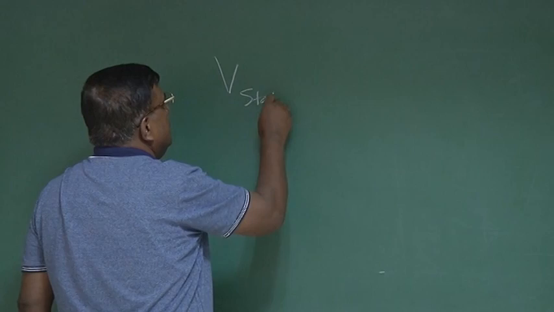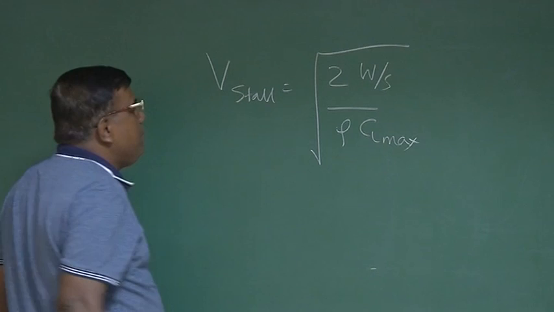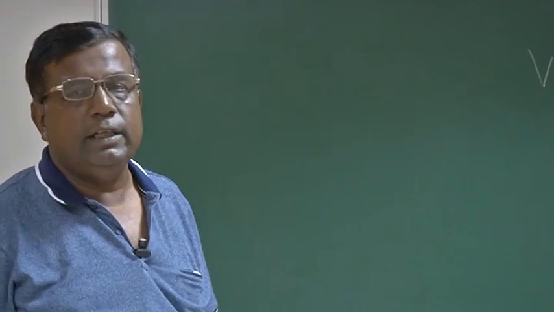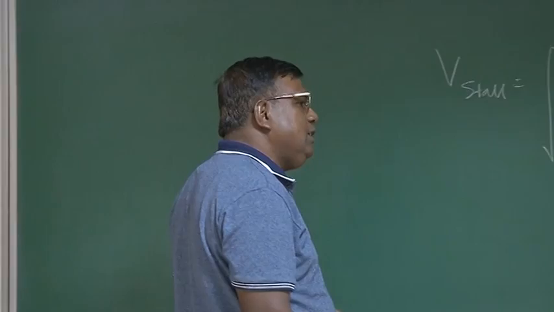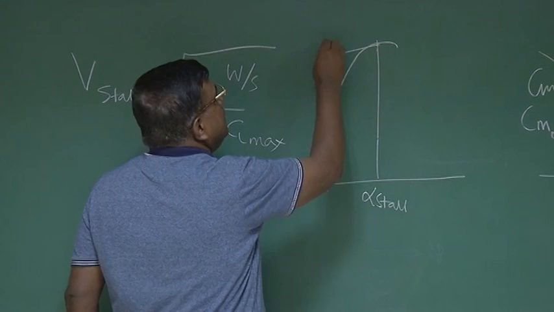What was Vstall? Vstall was square root of 2W by S rho CL max. You are all now expert. What was the interpretation of Vstall? That this is the minimum speed with which the aircraft can maintain lift equal to weight at a given altitude. And what was CL max? This is the maximum CL I can get from the airplane at a particular angle of attack. So this angle of attack is alpha stall, and this point is CL max. You all know this.